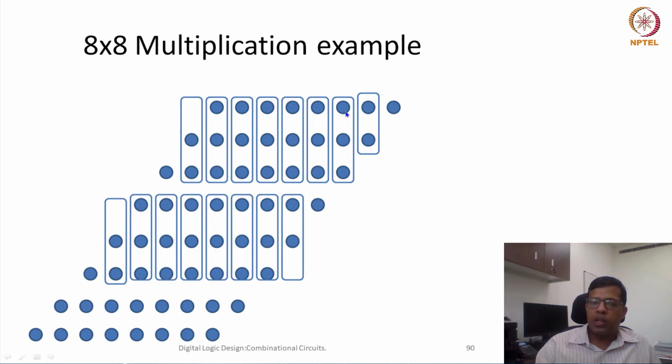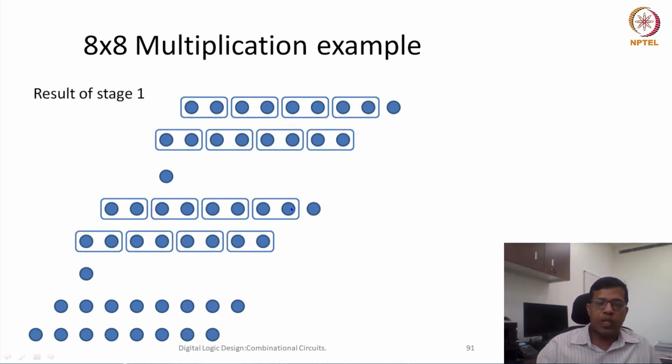The only thing we have to understand is that each of these full adders will return sum and carry. Sum would result in the same column, but carry would be given to the next column. Okay, so similarly for these also, the sum would be here and carry is here. Sum is here, carry is here.